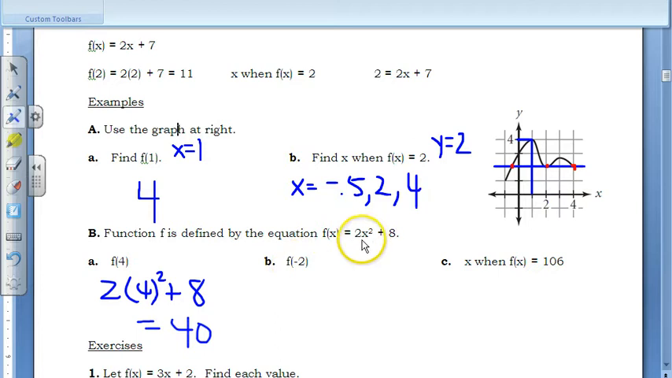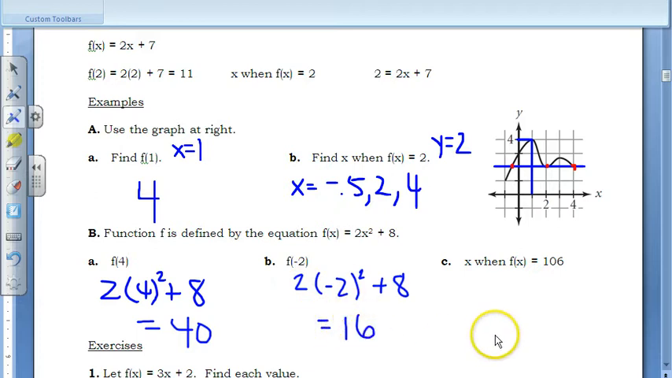Putting negative 2 in for x, the process is the same. We would need to evaluate this expression. Negative 2 squared is 4. 4 times 2 is 8. 8 plus 8 is 16. And the last one says find x when f of x equals 106.